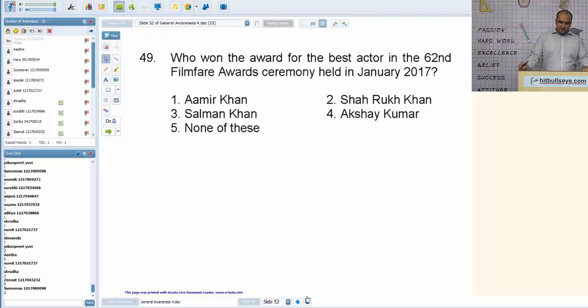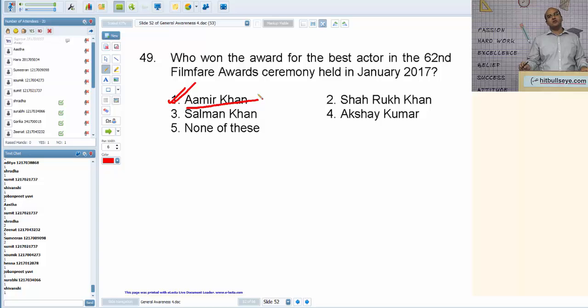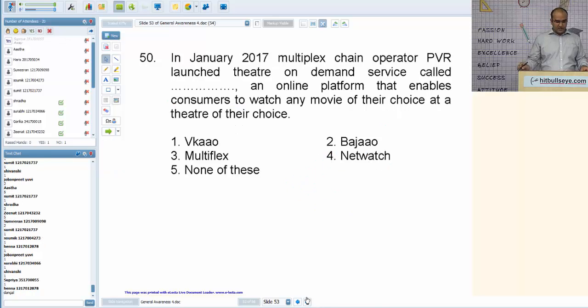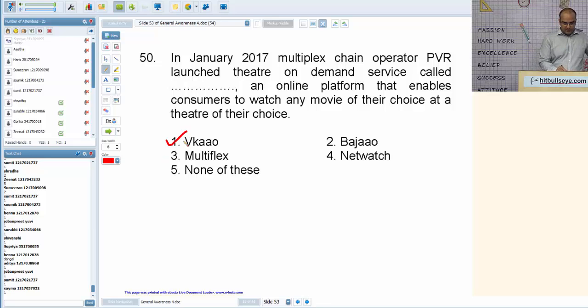Next, who won the award for the Best Actor in the 62nd Filmfare Award ceremony held in January 2017? Again, most of you will be knowing the answer. Of course, it was Aamir Khan for the movie Dangal, directed by Nitesh Tiwari. Next, in January 2017, multiplex chain operator PVR launched a Theatre on Demand service called, of course, name the service, an online platform that enables consumers to watch any movie of their choice at a theatre of their choice. Correct answer is option number 1, Vikao.